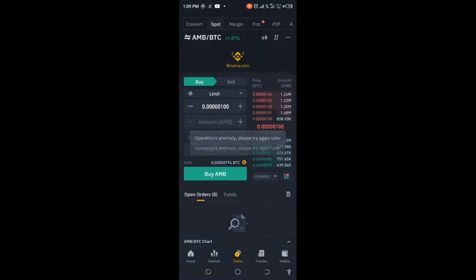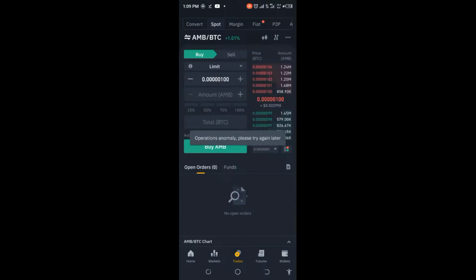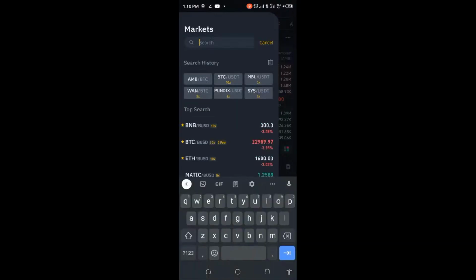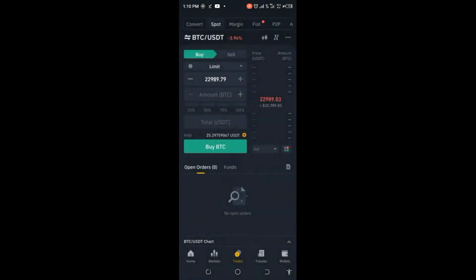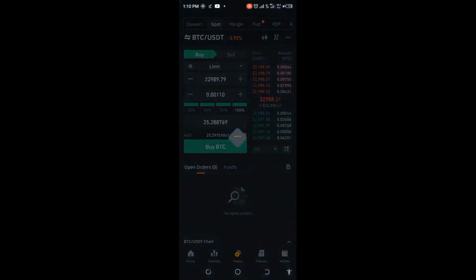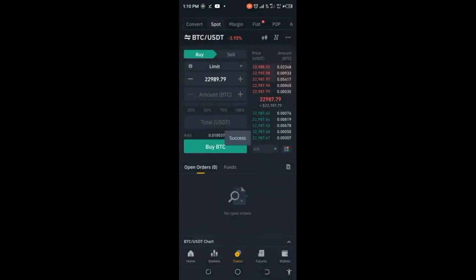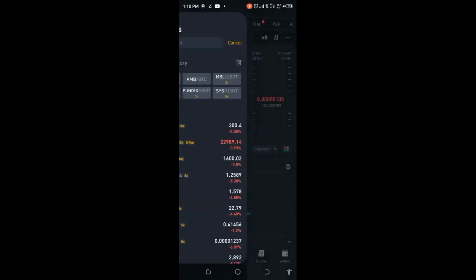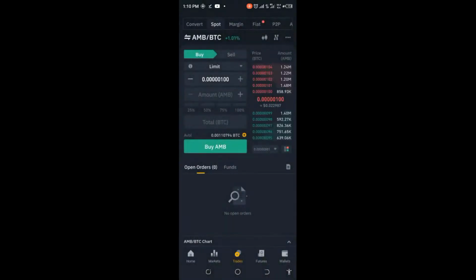Okay, so let me just make sure I check this out. So let's go ahead and try to get some BTC. Okay, so we have to go and get BTC USDT. Let's get that. So what we want to do now is to buy 100% of that, and then we just buy that immediately, and I'm sure that will go awesome. So we've done that. So we go back to AMB BTC, and then we go ahead and purchase that.